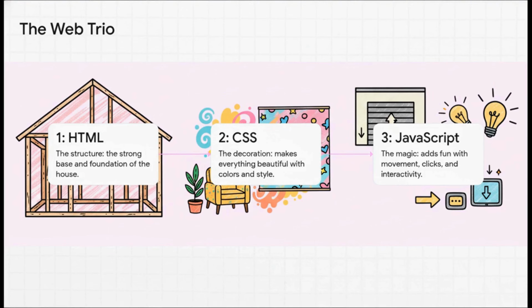Then step two, you bring in the decorator. That's CSS. It adds the paint, picks out the cool wallpaper, arranges the furniture. It makes the house look amazing. And finally, step three, you got to turn the power on. That's JavaScript. It's the wiring, the light switches, the garage door opener, all the stuff that makes the house come alive and actually do things.